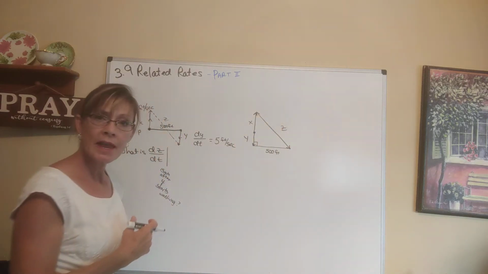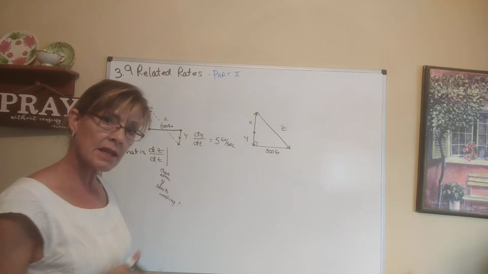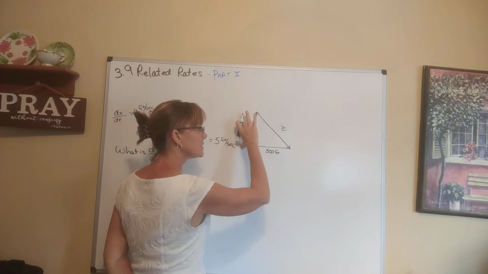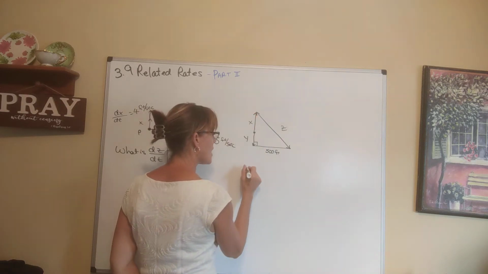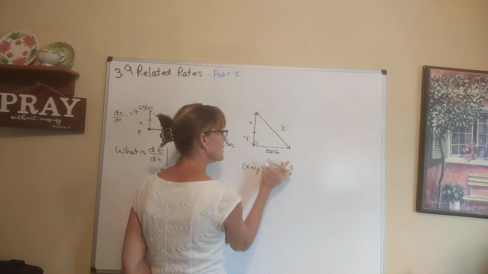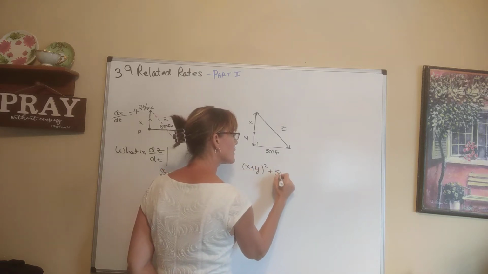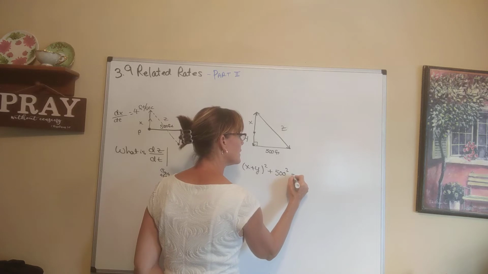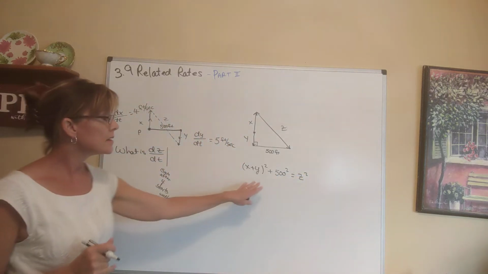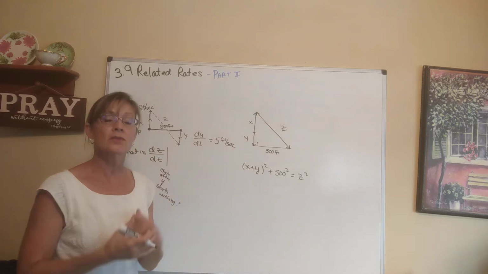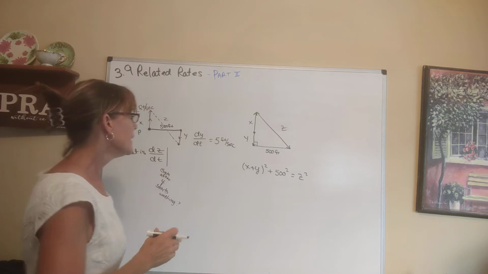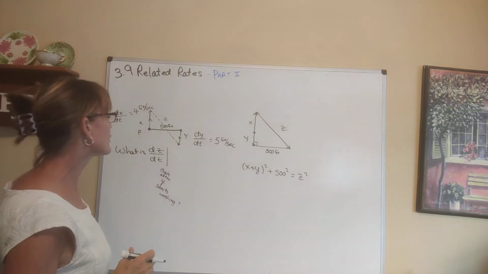I am going to use the Pythagorean theorem to relate all these things together. So let's see. This side is x plus y. So (x plus y) squared plus this leg, 500 squared, is equal to z squared. That's the Pythagorean theorem, and this relates all of the values that we're interested in knowing. So that's going to be the formula we can work with. Let's see if we can figure a few things out.